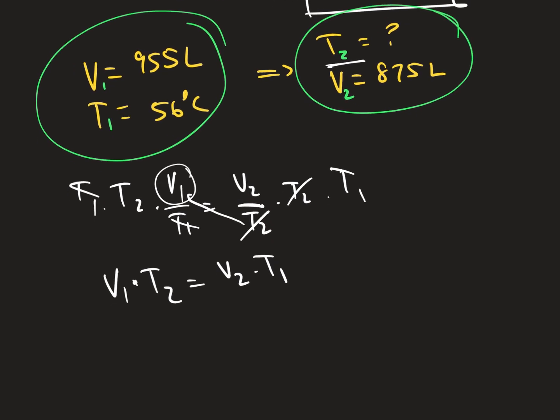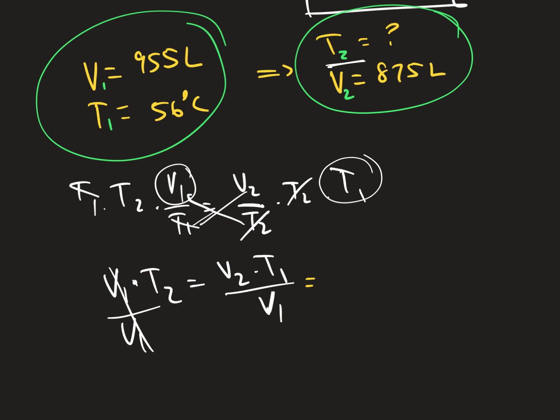Are we good? And we're looking for T2, so let's divide by V1 on both sides. And I got that there. So that T1 comes over here. There's the cross multiply. So it might be a little easier to just do that, but your call. All right, so then we can find T2, but what do we do before we find T2?